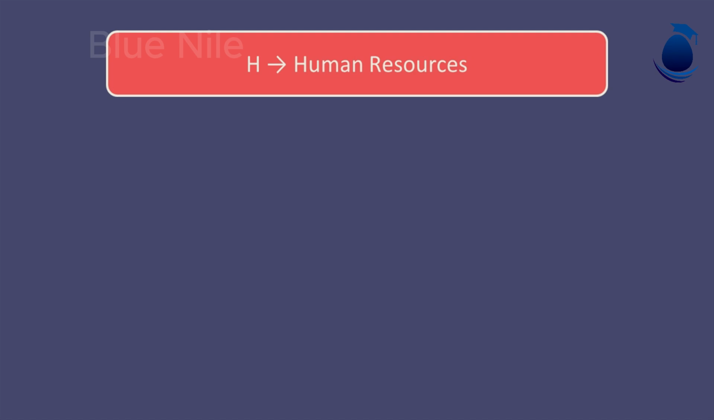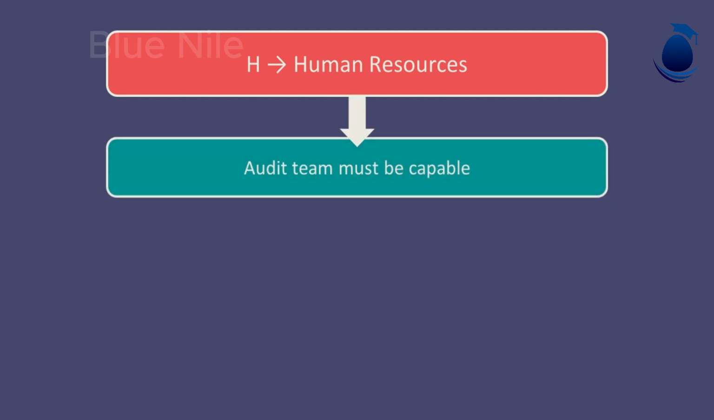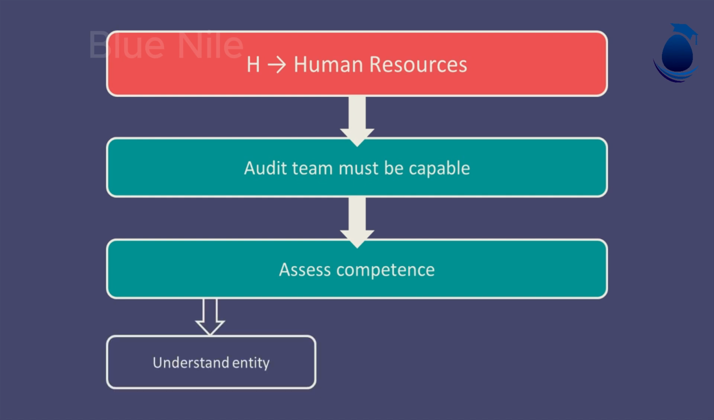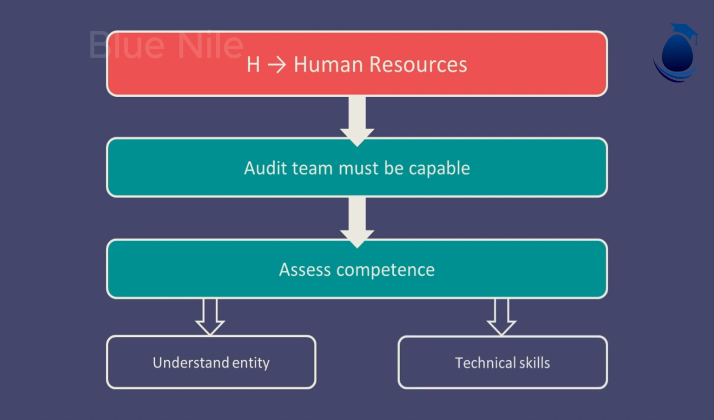The audit firm, and in particular the engagement partner who is responsible for the client, should ensure that their audit team is capable. They should assess the competence of the team members to ensure that the audit is performed at an appropriate standard. They should ensure that the audit team has sound knowledge of the client being audited, and therefore understand the entity and its environment. However, they must also ensure the technical skills within the audit team are enough to reach appropriate conclusions.